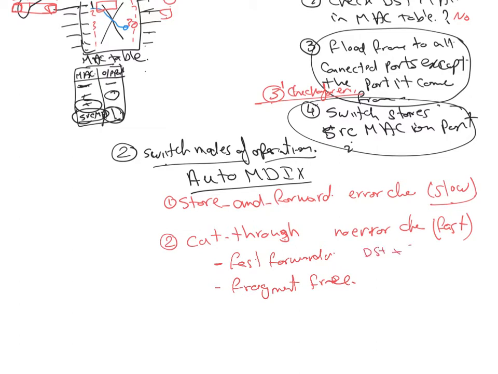So fast forwarding reads destination plus source only. It doesn't read anything else. Fragment free reads the first 64 bytes. Why? You don't have to do this, Muhammad. Your answer is correct. So fast forward is what we say, that the switch will do the minimum, will read only the destination and the source address, and then it forwards the frame right away without checking for errors. Fragment free also does not check for errors, but it actually reads the first 64 bytes.